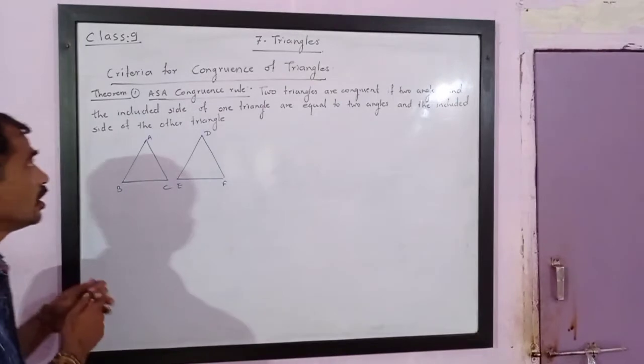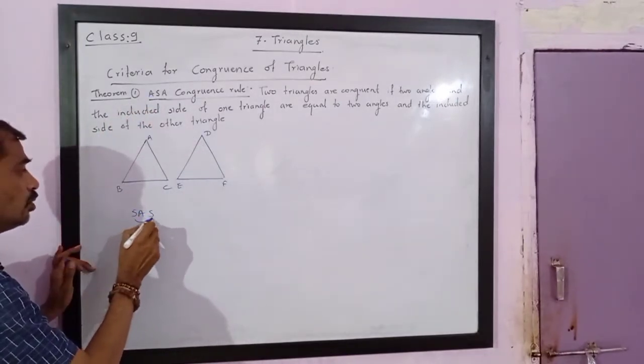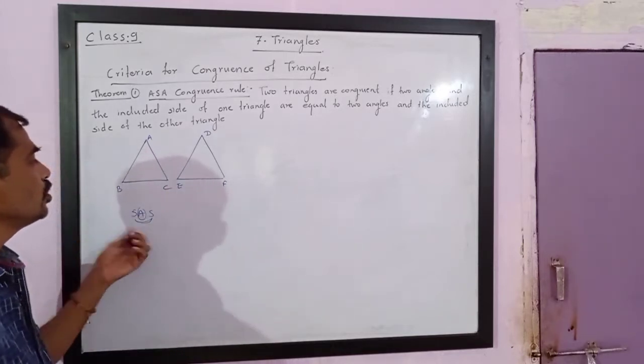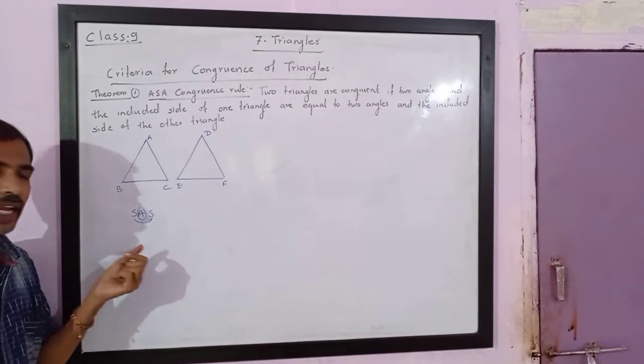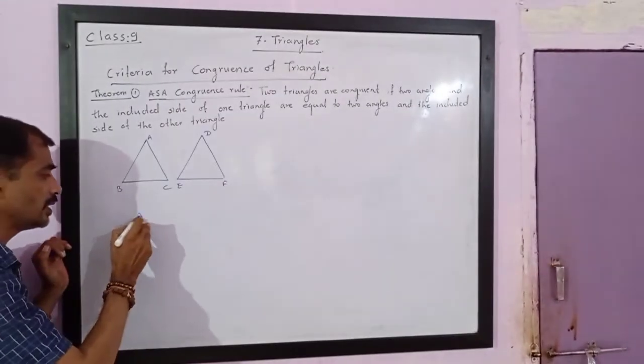Now, let us study. We have studied the SAS rule earlier. Please note, if the two sides and included angle of one triangle are congruent to the two sides and included angle of the other triangle, then the triangles are congruent. Now we are going to study the AAS test.